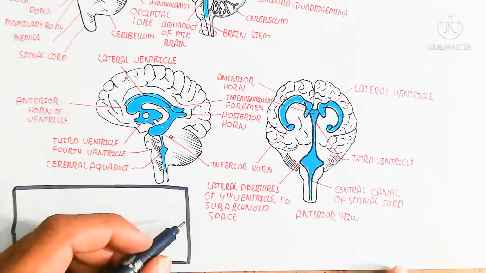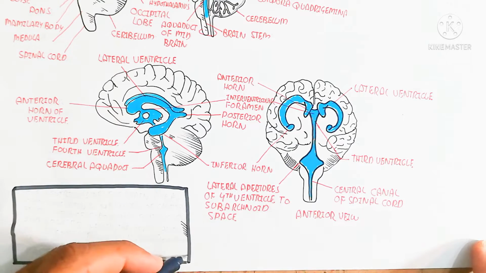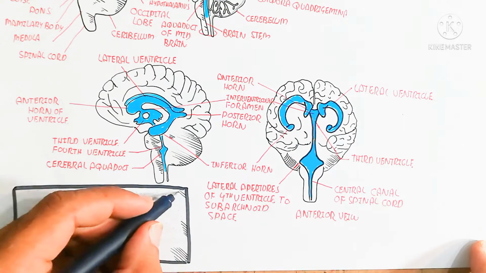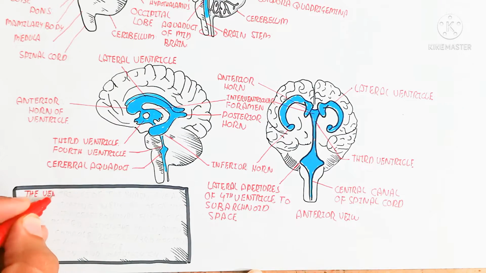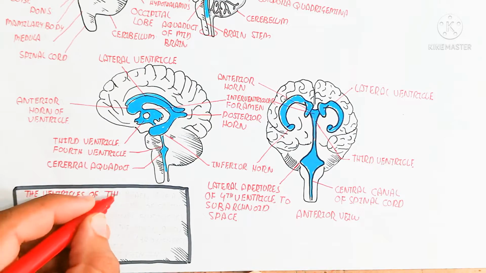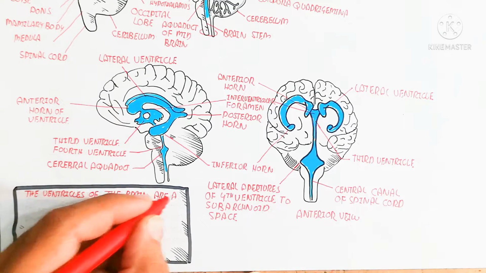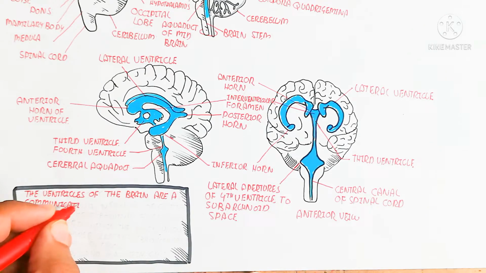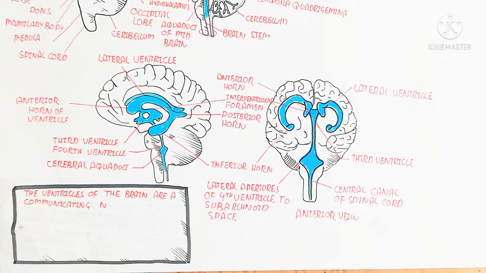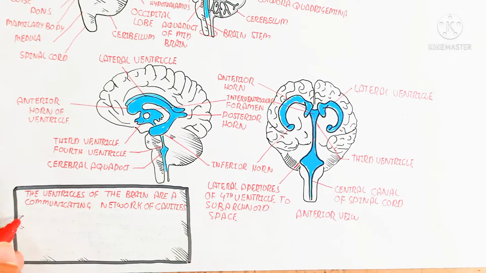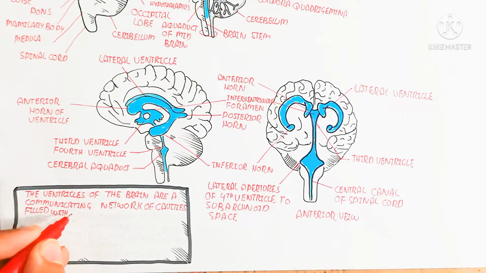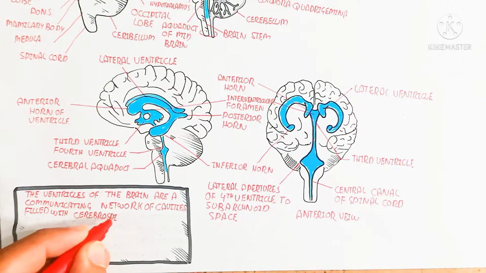So what is the ventricle and why is it important? The ventricles of the brain are a communicating network of cavities filled with cerebrospinal fluid. That fluid is extracellular fluid, not cellular fluid, produced from the central nervous cells. So cells will produce the cerebrospinal fluid.